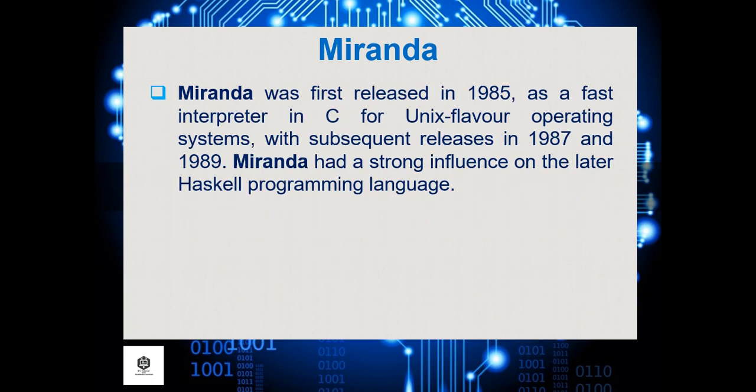Miranda was first released in 1985 as a fast interpreter in C for Unix-flavored operating systems, with subsequent releases in 1987 and 1989. Miranda had a strong influence on the later Haskell programming language.